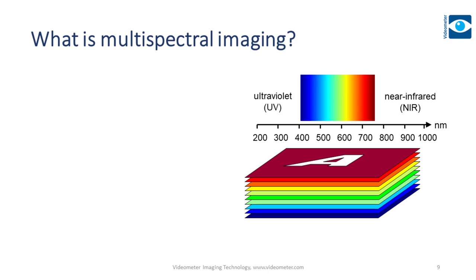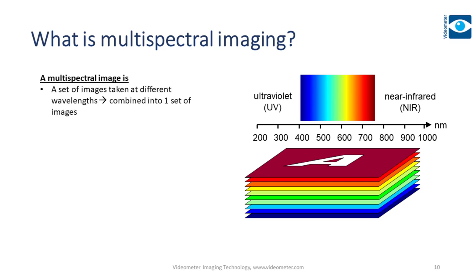So, what is multispectral imaging? A multispectral image is essentially a set of images combined into one image. This set of images is taken immediately after each other in a sequence. But what is special with this set of images is that each one of them is taken with a distinct wavelength. As illustrated in the figure to the right, we have this stack of images taken at different wavelengths. In one Videometer image, we have 19 images stacked on top of each other.